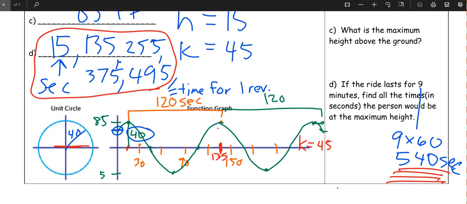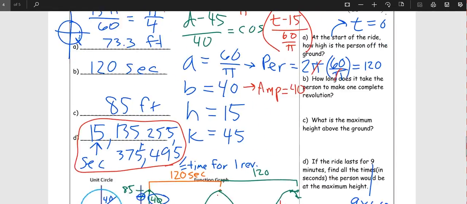Question? Okay, different part of the problem. Yep.